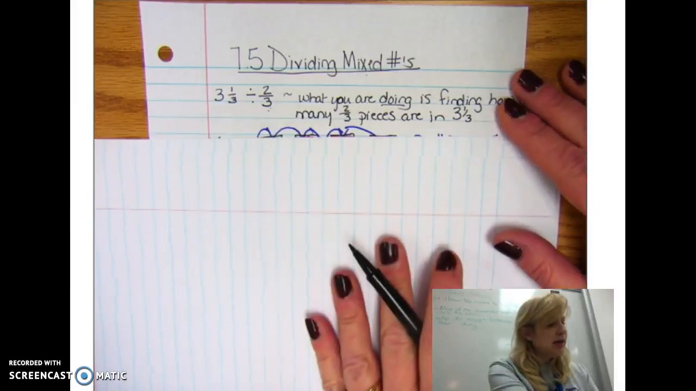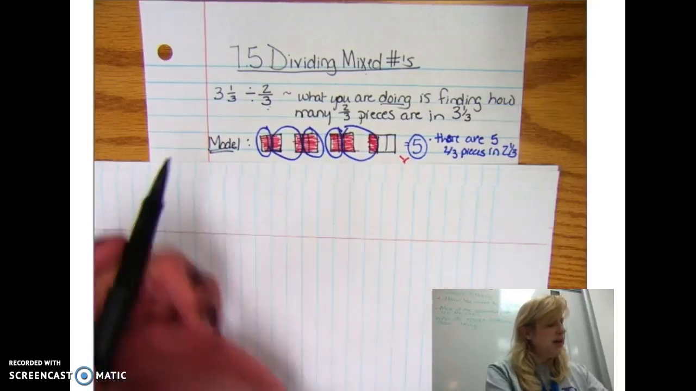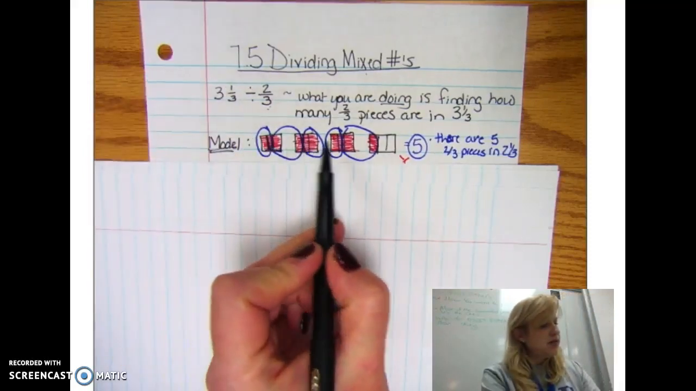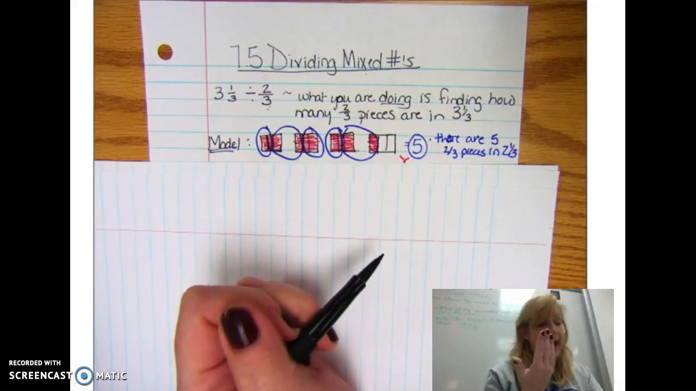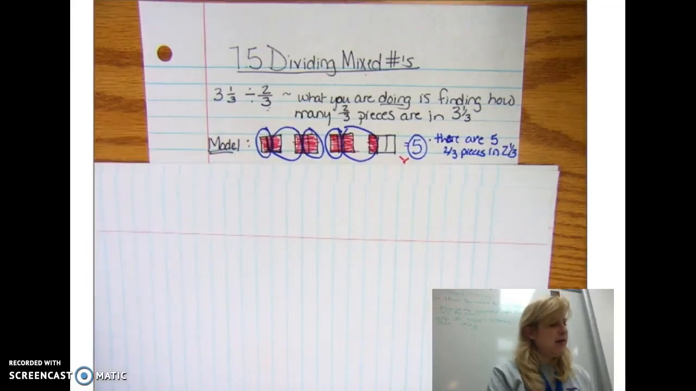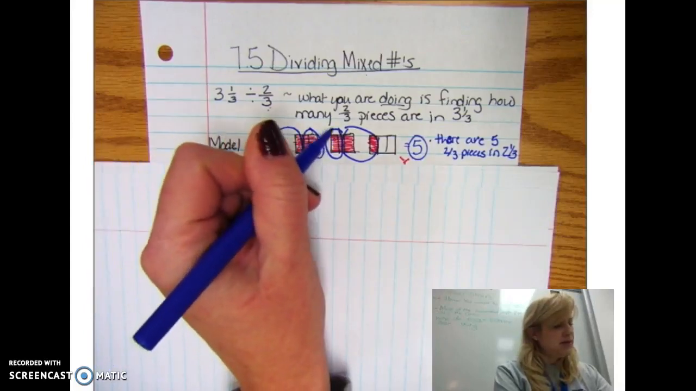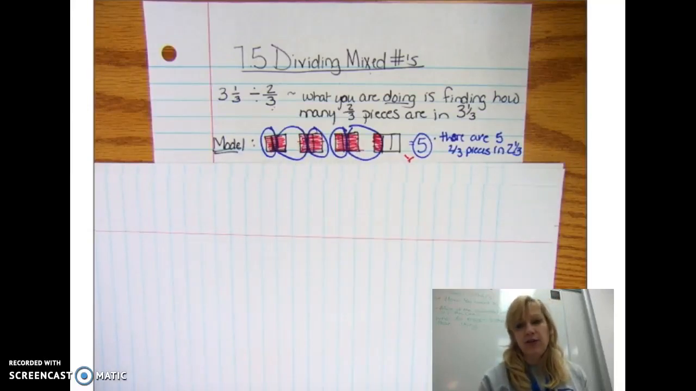So then what I did down here is I drew an actual model of what's happening. You can't really see my line right here because of my circles, but I drew 1, 2, 3, 4 boxes, but I shaded in 3 1/3. That's how many I have. And what I did from there was I took my blue pen and I just circled 2/3. So just the little 2's in every one. So how many circles did I end up having? Well, I ended up having 5 circles, or 5 groups of 2/3.